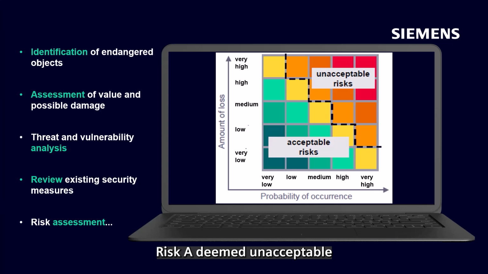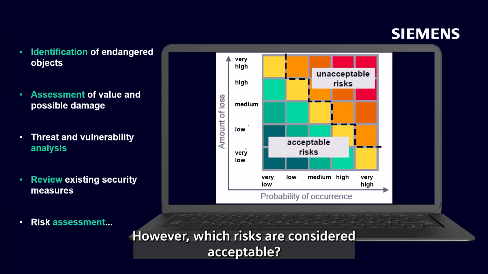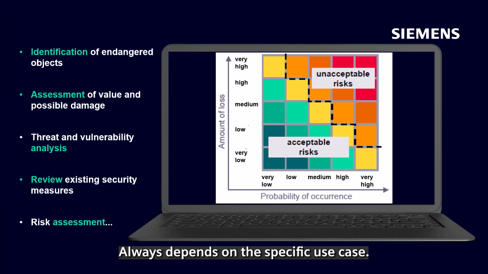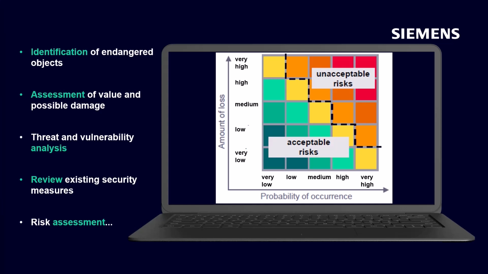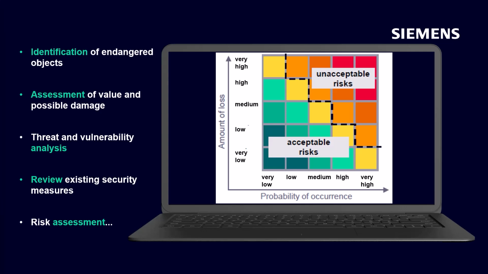Risks deemed unacceptable must be reduced or eliminated through appropriate measures. However, which risks are considered acceptable always depends on the specific use case. It's also important to recognize that absolute security can never be fully achieved, neither through individual measures nor through a combination of them.